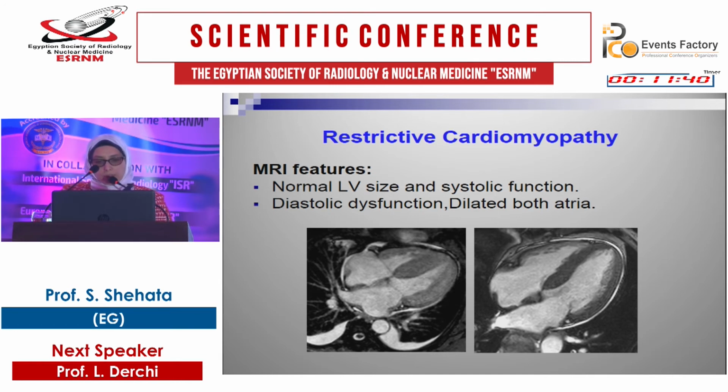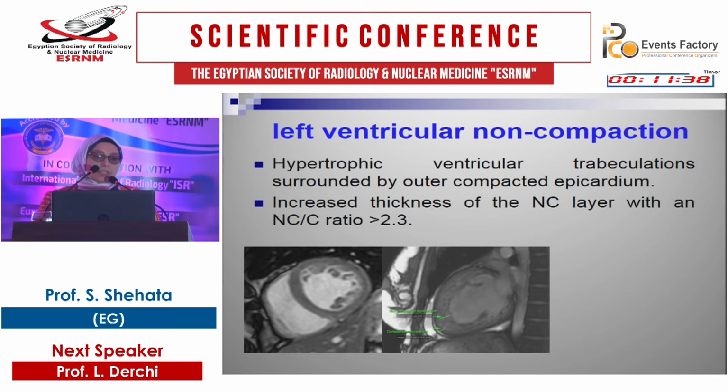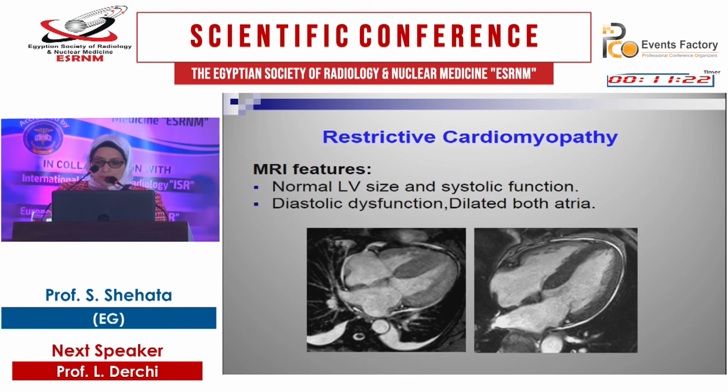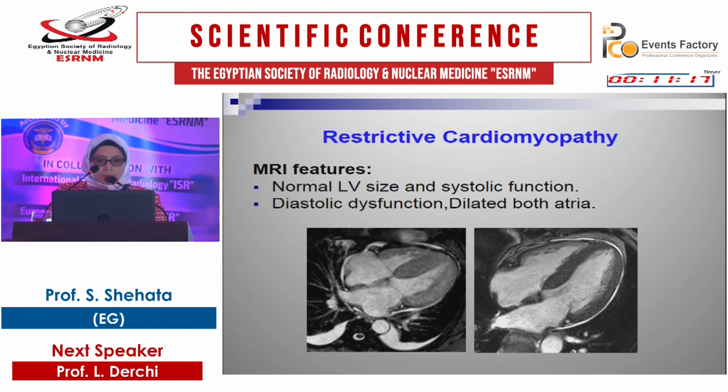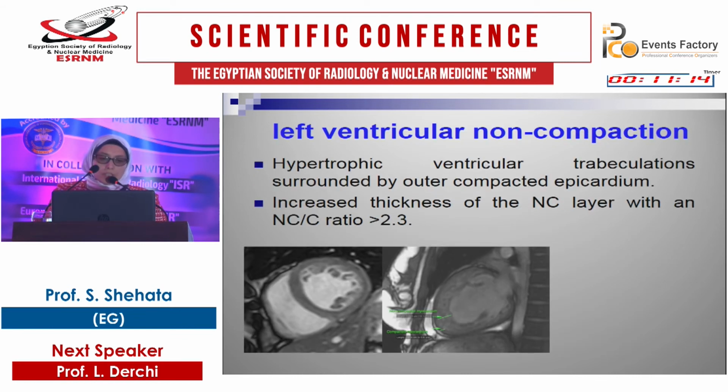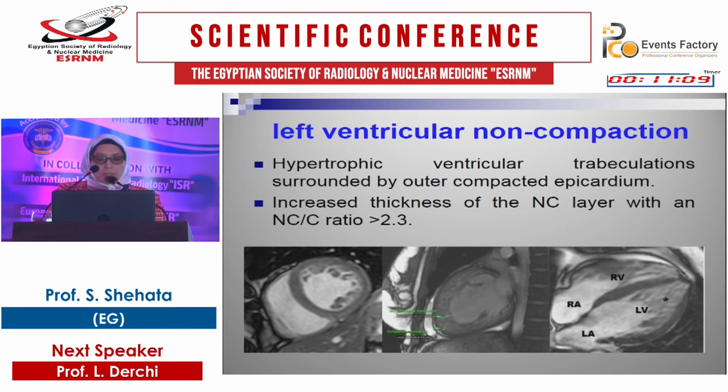Left ventricular non-compaction is hypertrophied ventricular trabeculation surrounded by an outer compacted epicardium. There is an increased thickness of the non-compacted layer, with a ratio to the compacted layer exceeding 2.3. At the axial image, the short axis image should demonstrate more than 4 trabeculations in the cut. This shows the trabeculation of the left ventricle resembling the right ventricular trabeculation, with increased non-compacted to compacted layer.